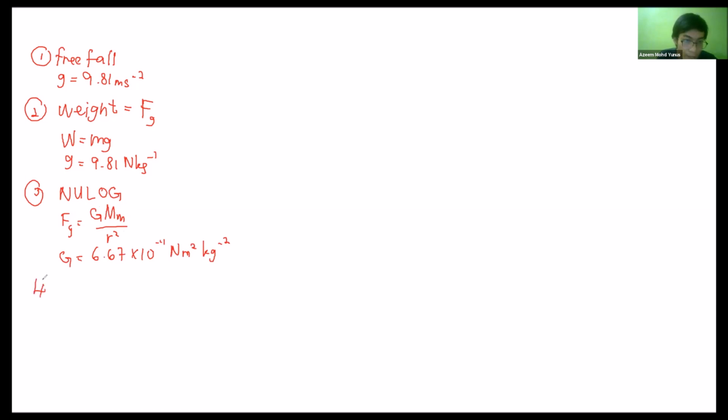Okay. Number 4, we learn about centripetal force. Oh, not centripetal force. We learn about gravitational acceleration everywhere. The formula: g equal to big G, big M over R squared. So this formula can be used everywhere as well, not on the Earth only.